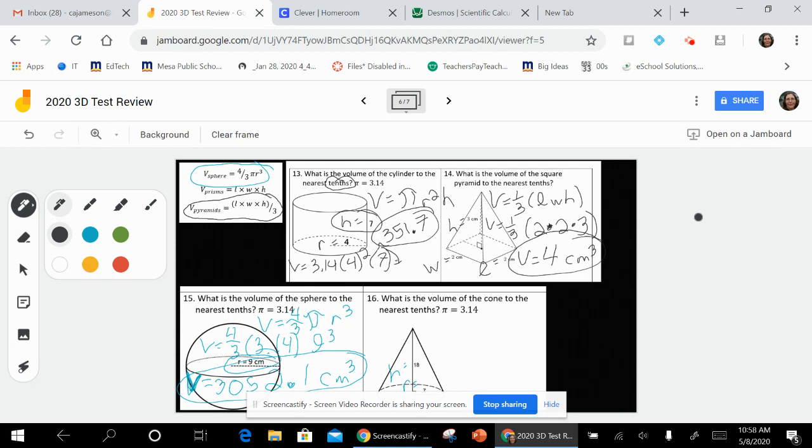Okay, so our volume for this one, remember for cone, it's 1/3 pi r squared times the height. So it's actually 1/3 times the base times the height. The base on this one is a circle, so we use pi r squared. So it's going to be 1/3 times pi times 7 squared times 18.